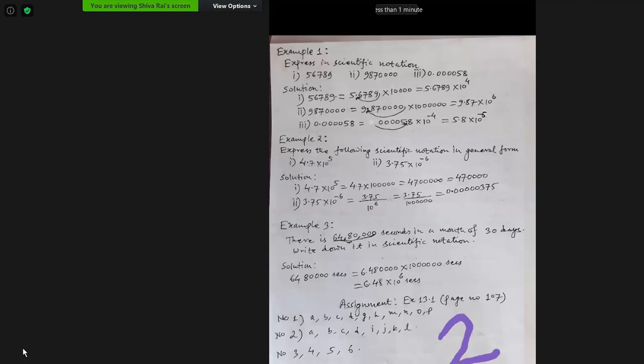So now after this, try to be clear on all these 3 examples. You look in the book at the examples of how to shift the decimal, that is very important.